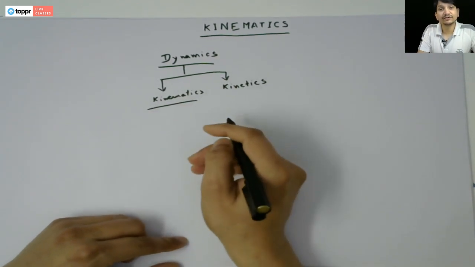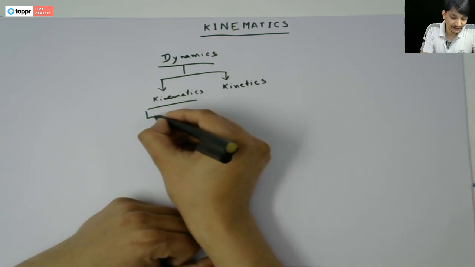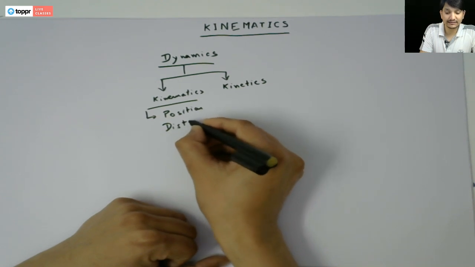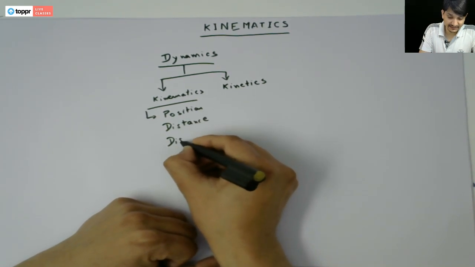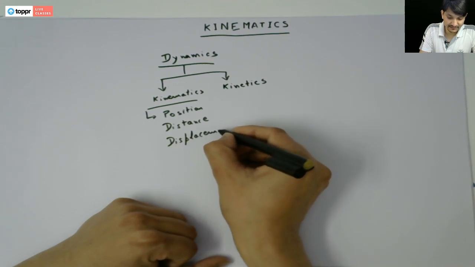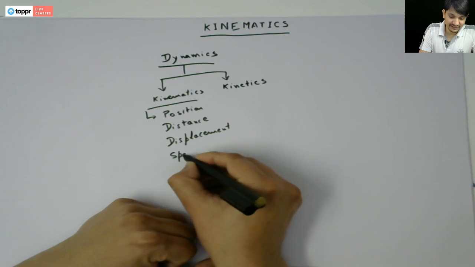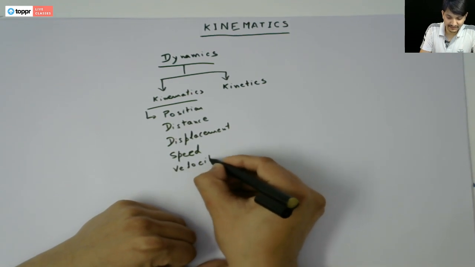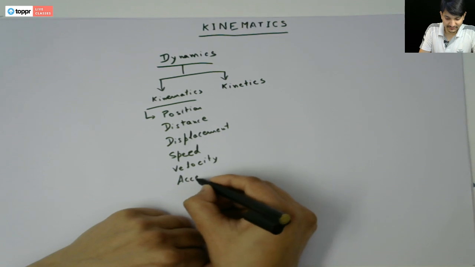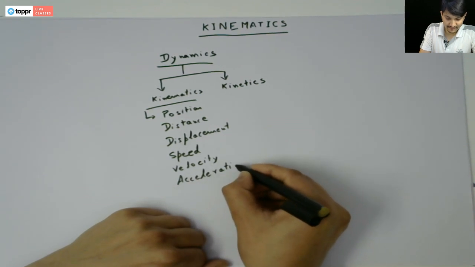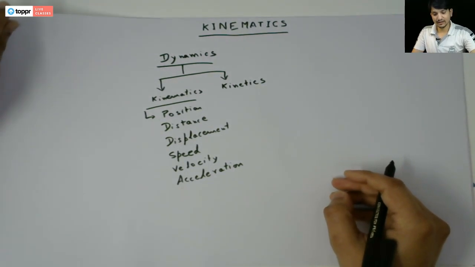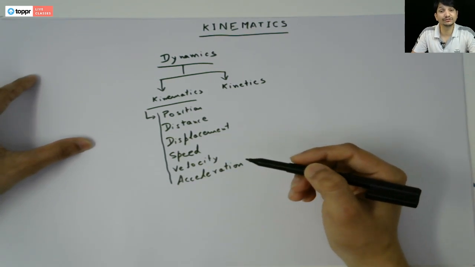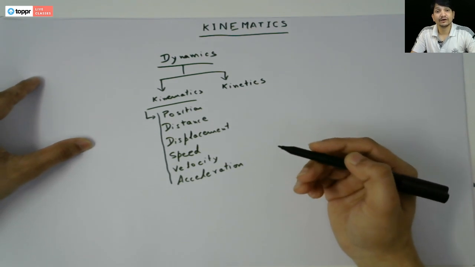In kinematics we will see the description of motion like position, distance, displacement, speed or say velocity, these two are different things, and acceleration. Before we go and study all these aspects of motion, we need to know what motion is.